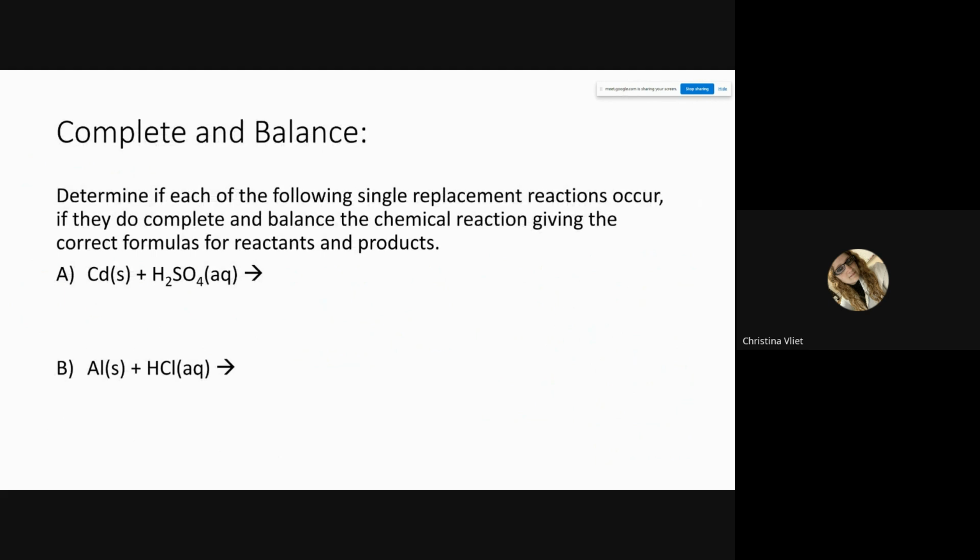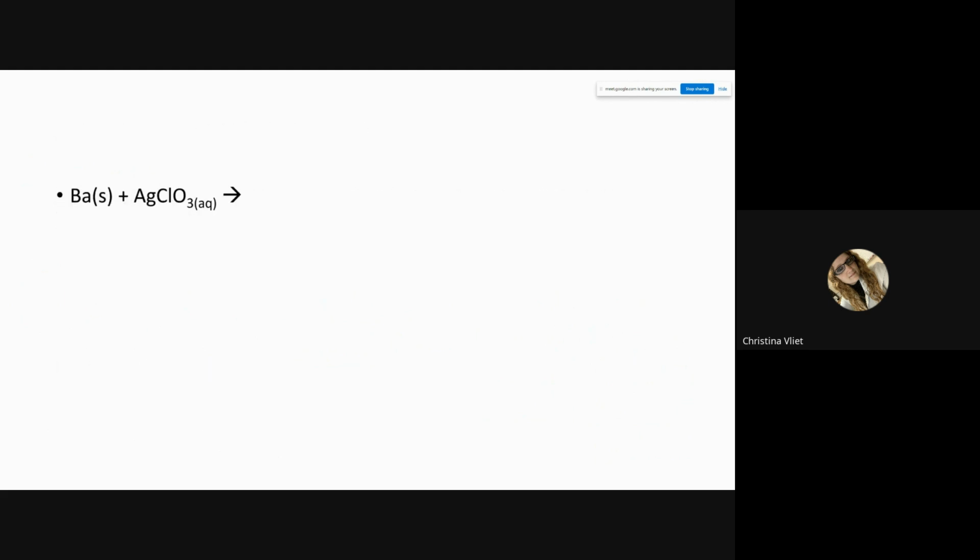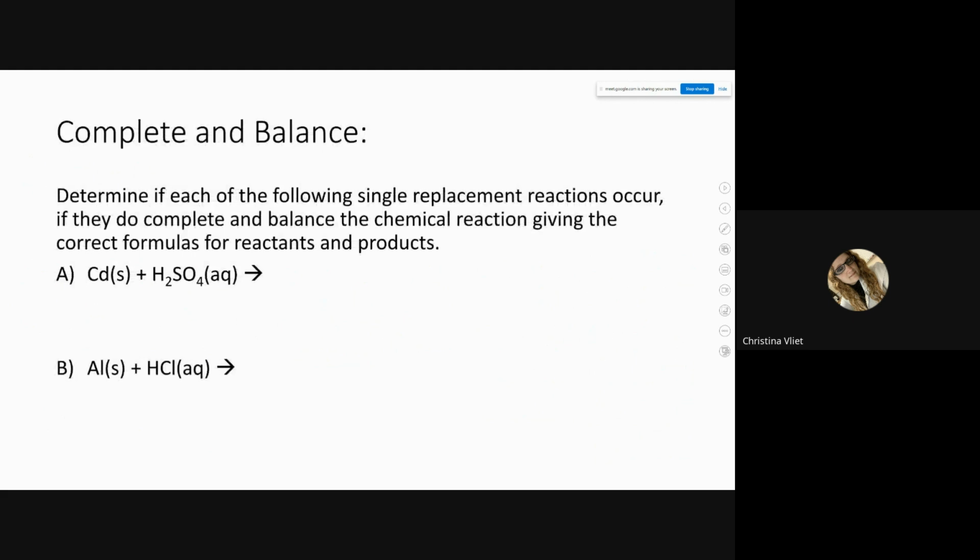So let's try these with acids. Determine if each of the following single replacement reactions occur. If they do, complete and balance the chemical reaction given the correct formulas for reactants and products. It's cadmium. Yeah, go ahead. Is cadmium stronger?